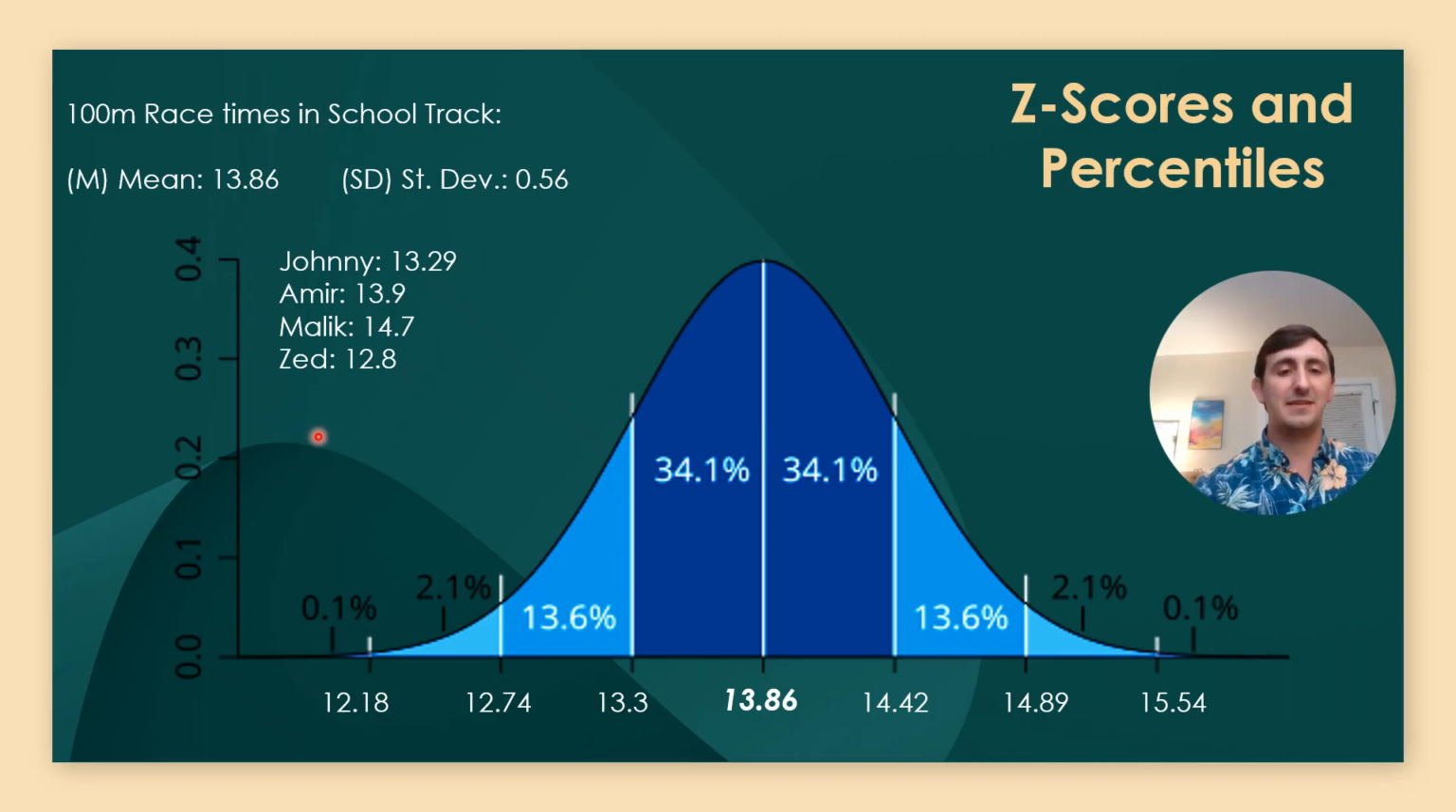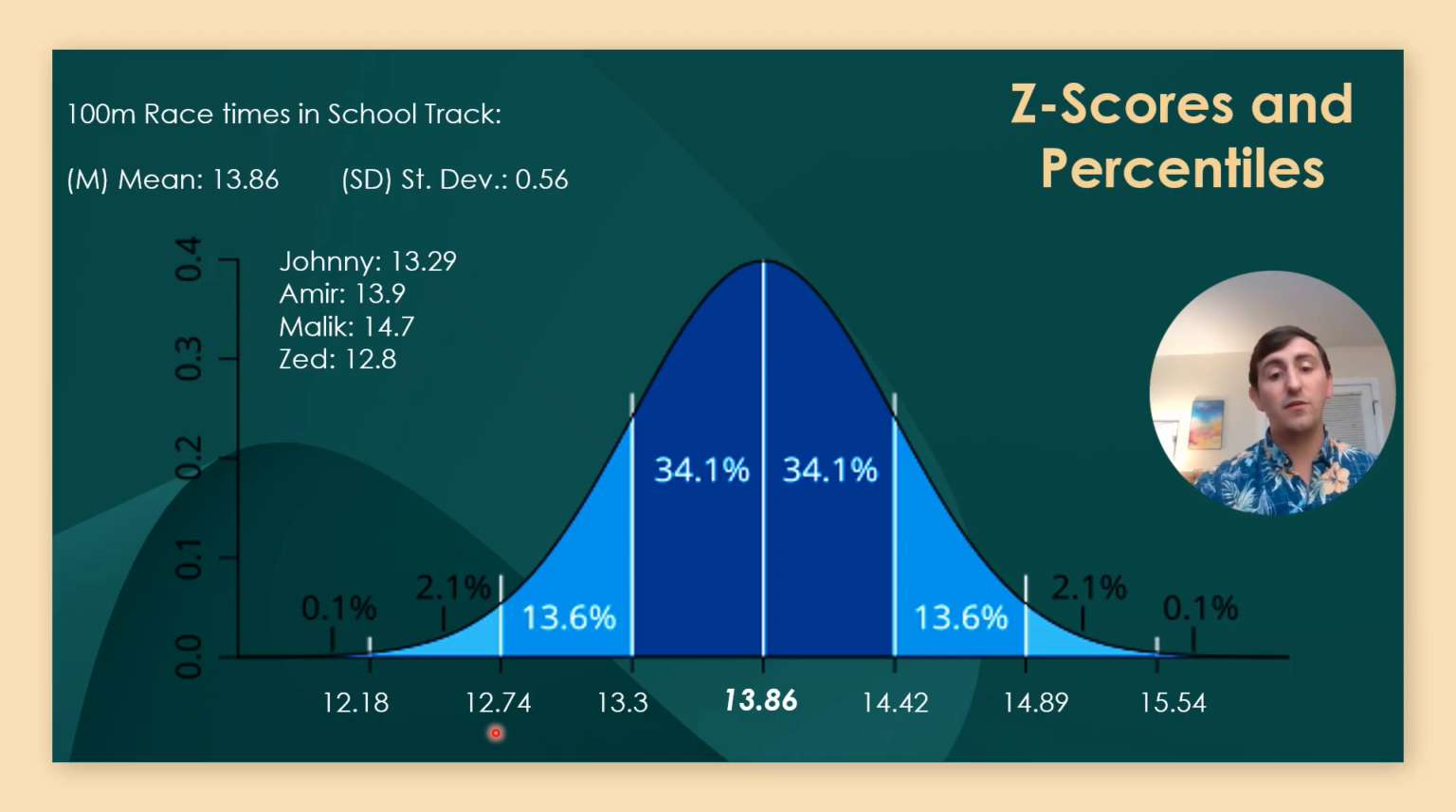Finally, let's look at Zed, 12.8. Remember, talent scouts only show up if you're in the third standard deviation away. So you have to be not just one step, not just two steps. You have to be beyond 2 steps away from the mean. He's got 12.8. So let's start at our mean. We're going to go faster than that by 1 standard deviation. That's 13.3. He is faster than that.